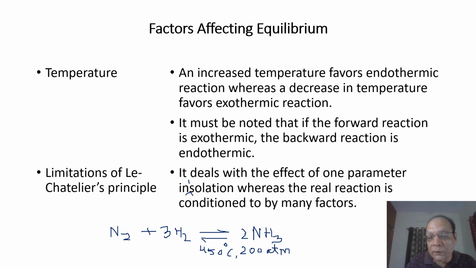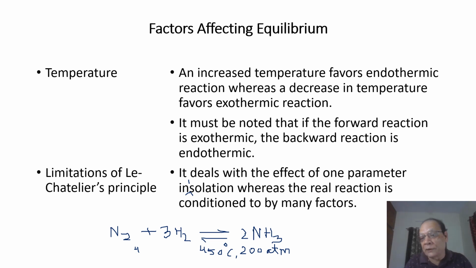The pressure is 200 atmospheres because the reaction is proceeding with a decrease in number of moles. We have 3 and 1, so 4 moles are here, and it decreases to half. Therefore, the higher the pressure, the more the equilibrium will move to the right side, producing more ammonia.